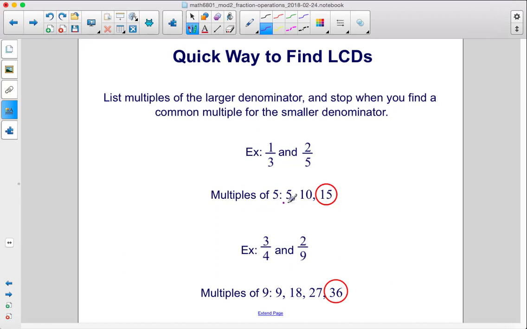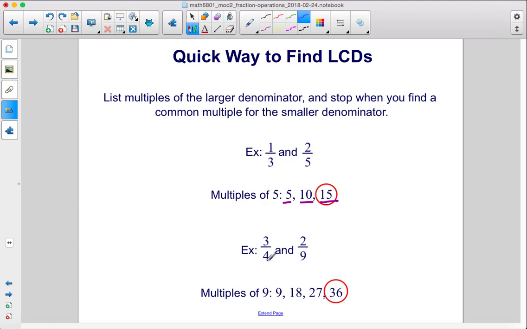So you have 5. Is that also a multiple of 3? It's not. So you move on. 10. Is 10 divisible by 3 evenly? It's not. So you move on. 15. Is 15 divisible by 3? Is that a common multiple? Yes, it is. Therefore, this is going to be your least common denominator.